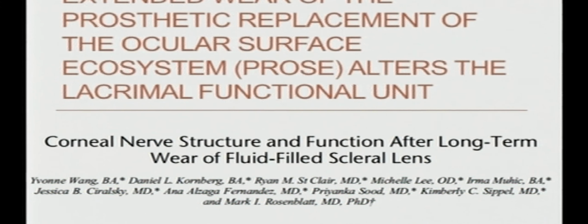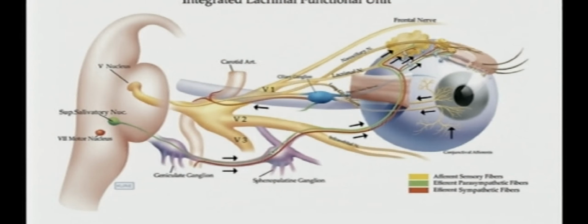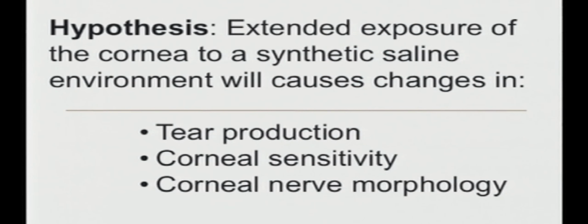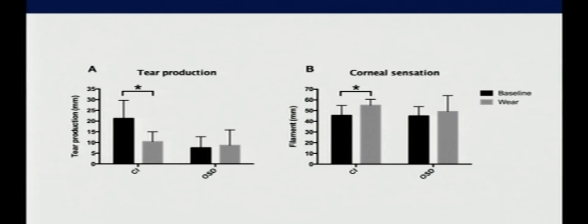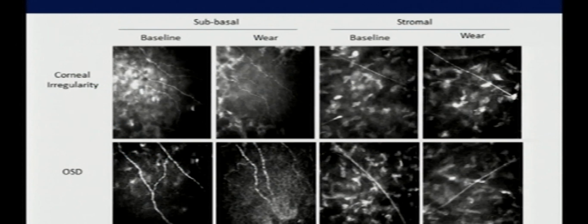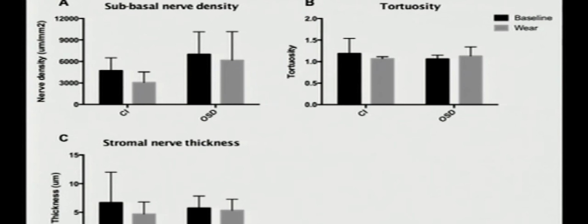We've looked at the way in which the scleral device can change the lacrimal functional unit, or the nerves of the cornea. We hypothesized that extended wear will change the way the nerves function and the tearing happens. We looked using Schirmer's testing and Cochet-Bonnet anesthesiometer, and saw that in patients with corneal irregularity, tear production actually improved and corneal sensation improved. Those with ocular surface disease, however, didn't have as robust a response. We looked at corneal nerve changes and saw that actually there was no change in the nerves structurally, but the function of the nerves was altered.